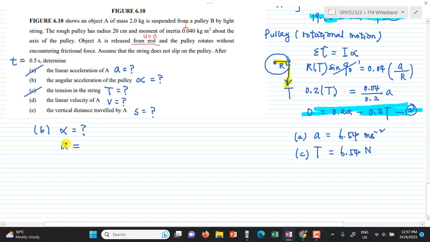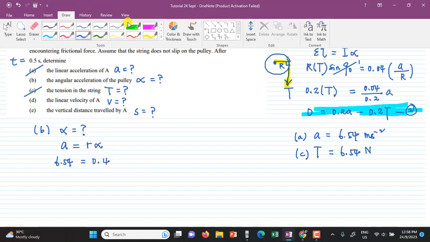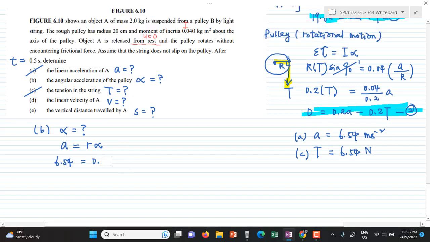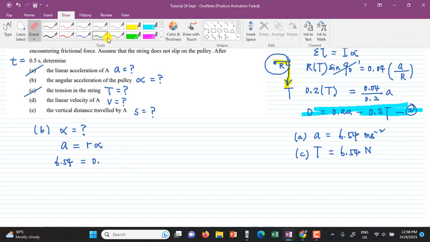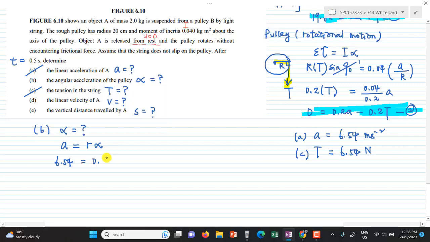How do we relate rotational with linear motion? A is R alpha. Still remember? We learned it during the first hour of our tutorial session. So our A is 6.54. The R is 0.4. Sorry, 0.2. Okay, 0.2 alpha. Then I can calculate the alpha.